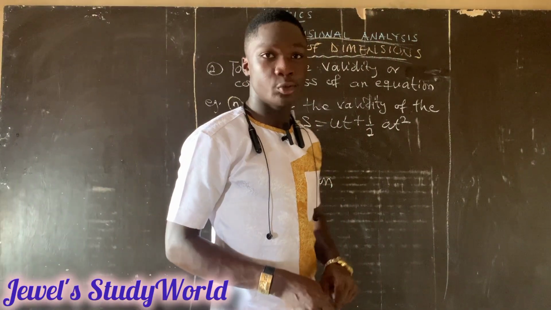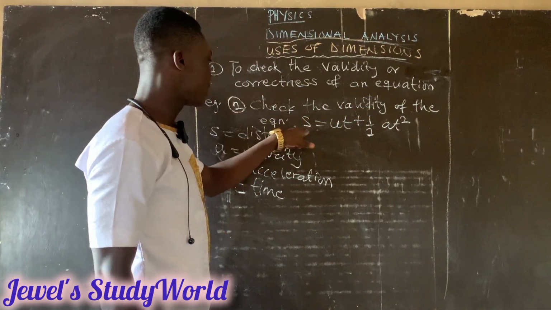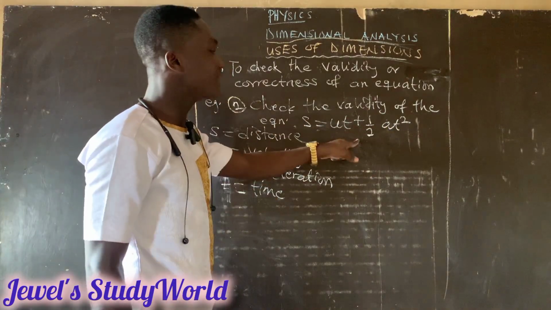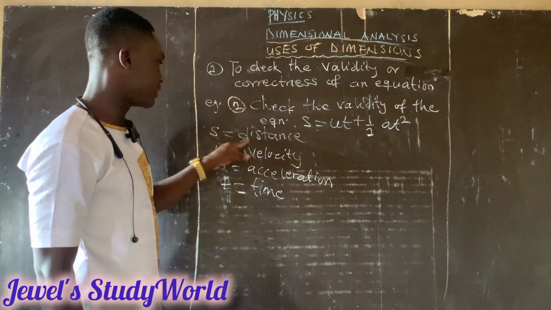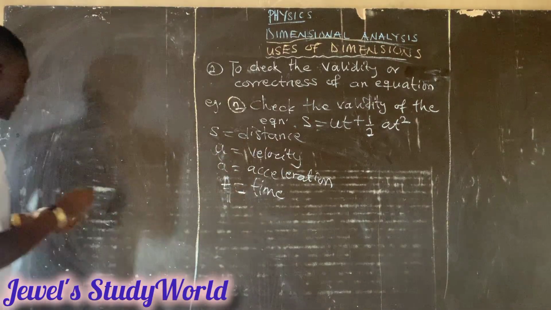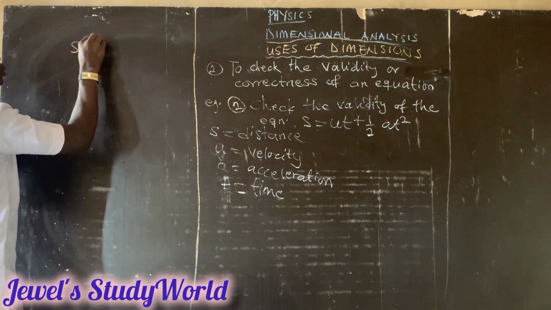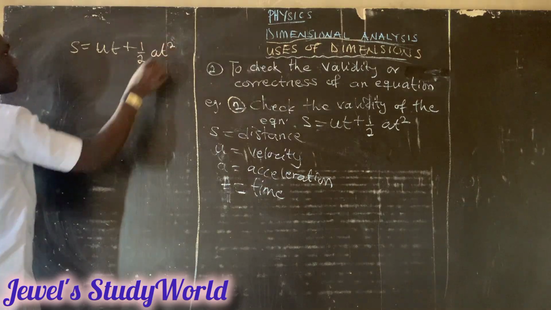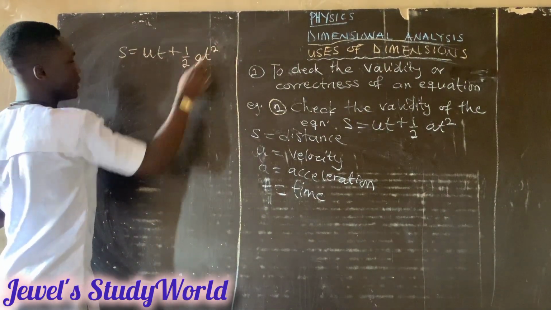For our next question, check the validity of the equation x is equal to ut plus half at squared. Note that the half here is dimensionless. It has no dimension. Given that x is distance, u is velocity, a is acceleration, t is time. Okay, so you have x equal to ut plus half at squared.